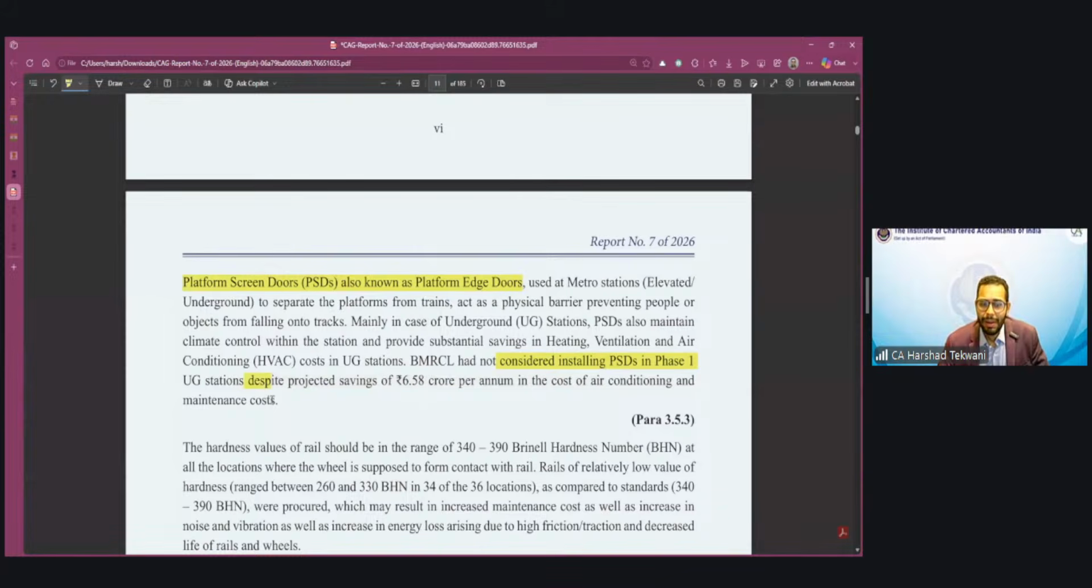That means there were resources available, 6.58 crores. Have we got the best out of it? Have we utilized this in the best manner so that we can get the best outcome, the effectiveness? Not only reducing the cost, but if we have reduced the cost, whatever resources are available, have we used them in a manner that gives us the best output? If there was a saving, they could have installed the doors and used that fund for some other purpose. That was the best outcome, the efficiency.